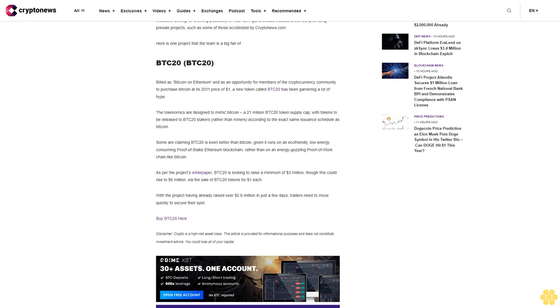Billed as Bitcoin on Ethereum and as an opportunity for members of the cryptocurrency community to purchase Bitcoin at its 2011 price of $1, a new token called BTC20 has been garnering a lot of hype. The tokenomics are designed to mimic Bitcoin, a 21 million BTC20 token supply cap, with tokens to be released to BTC20 stakers rather than miners, according to the exact same issuance schedule as Bitcoin. Some are claiming BTC20 is even better than Bitcoin, given it runs on an eco-friendly, low-energy-consuming proof-of-stake Ethereum blockchain, rather than on an energy-guzzling proof-of-work chain like Bitcoin.